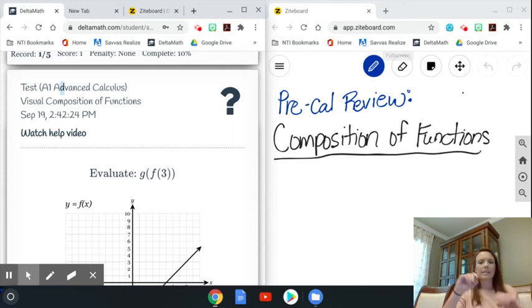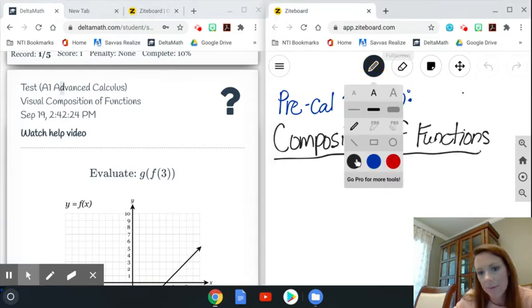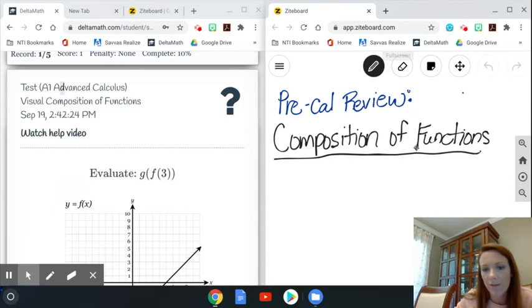Hi guys, today we're going to be doing a video of a quick pre-cal review of composition of functions. You may or may not be totally refreshed on this, but this is just in case you forgot how composition of functions work, especially graphically, because you're going to need to apply this knowledge to limits.